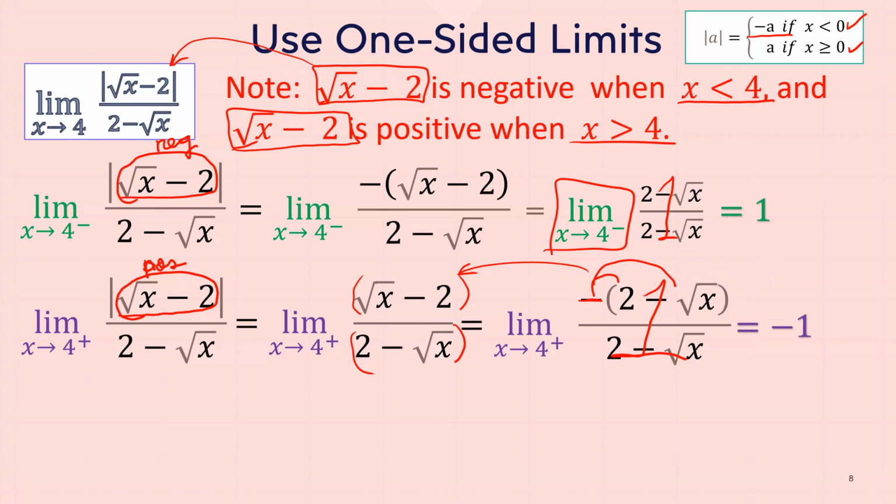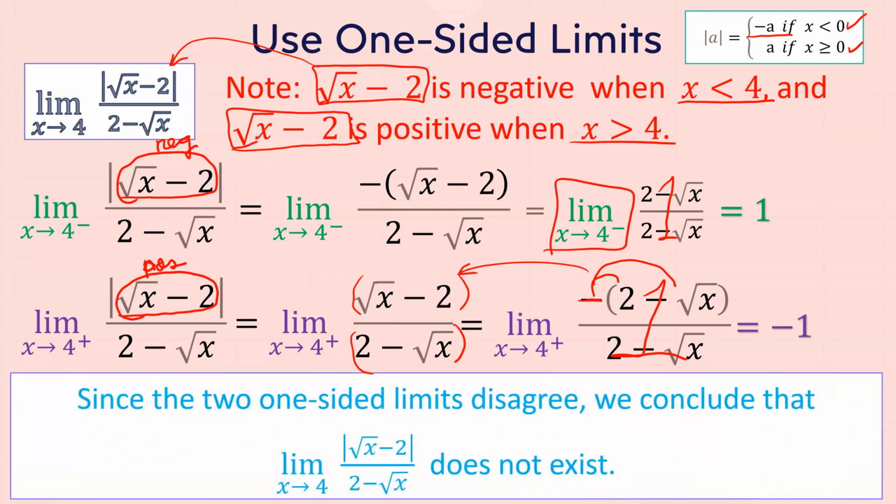Okay, so from the left-hand side, the limit is approaching 1. From the right-hand side, the limit is approaching negative 1. So we can conclude that the limit of this function does not exist at 4. The limit at 4 is not there because the left and the right do not go to the same number. And that is how we use one-sided limits.